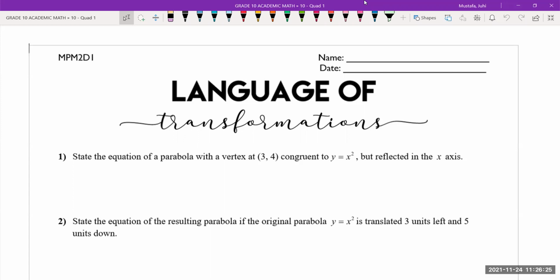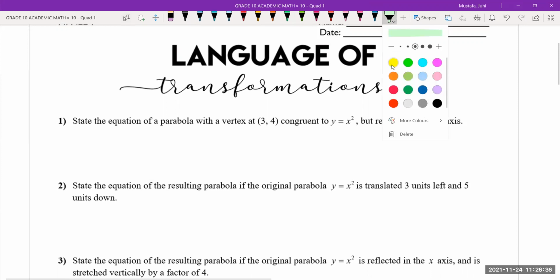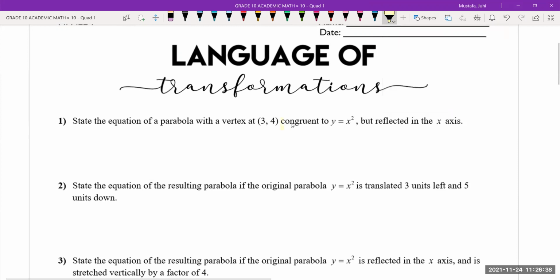Let's look at question number 1. It says, state the equation of a parabola with a vertex at (3, 4), congruent to y = x squared, but reflected in the x-axis. You're probably wondering, what does the word congruent mean? I'm going to tell you that congruent means same as. So basically, this question is telling us that we have a parabola, y = x squared. However, it has these transformations. So what is the new equation when you apply these transformations?